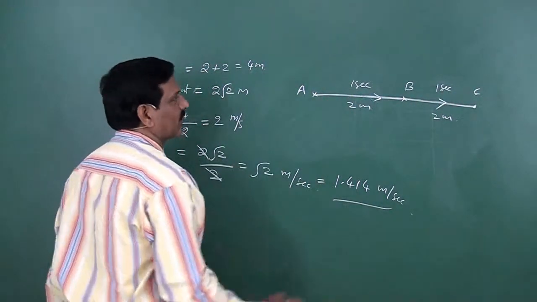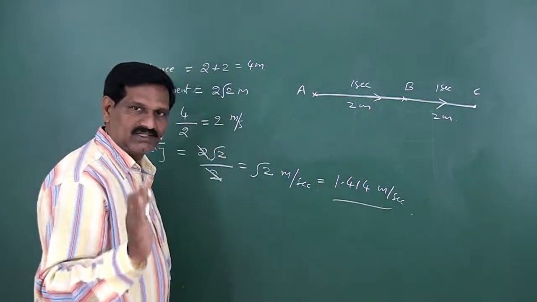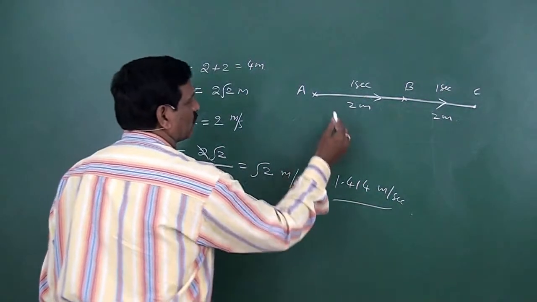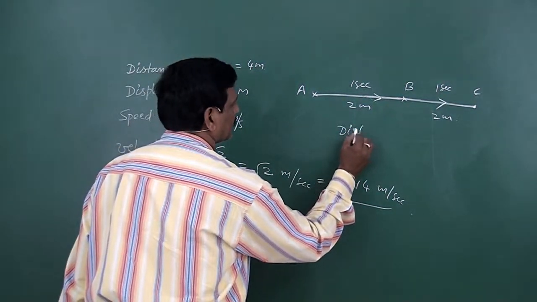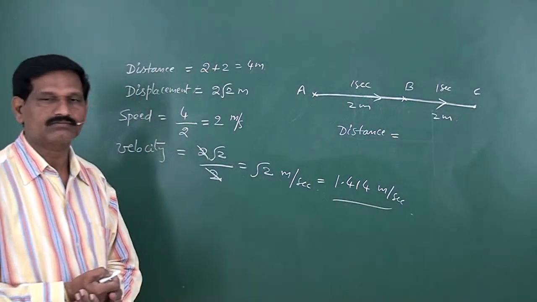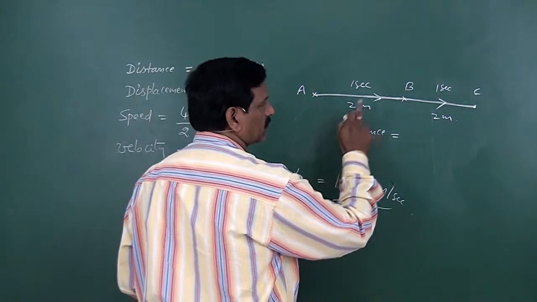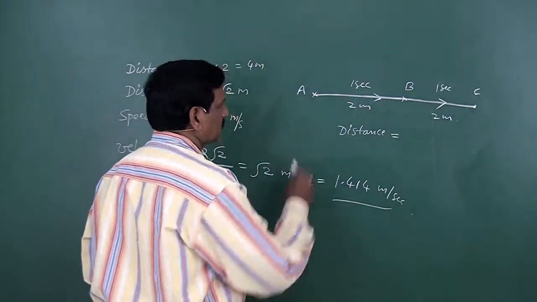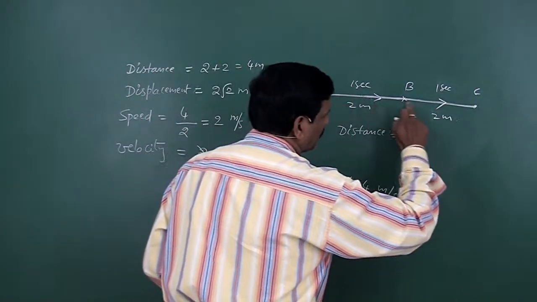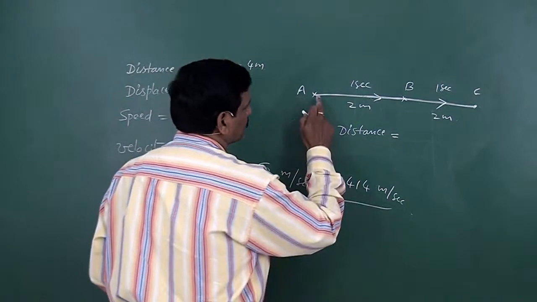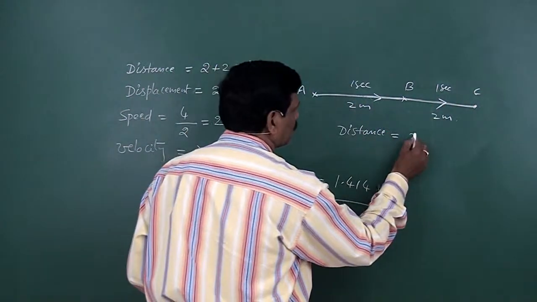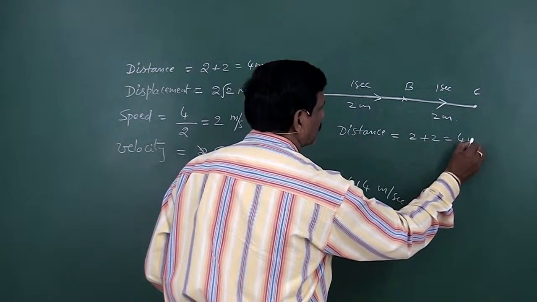So here the particle moves in the same straight line in the same direction. In this case, you can write distance, displacement, speed and velocity. So what is distance here? Distance is equal to 2 meter plus 2 meter. This is the initial point and this is the final point. The path followed is this. Hence, the length of this path followed is the distance. So 2 plus 2, total distance is 4 meter.